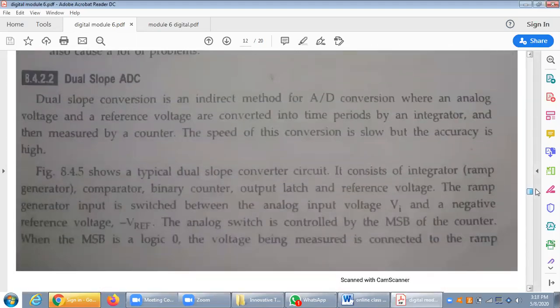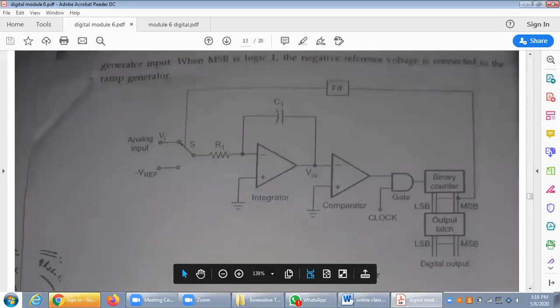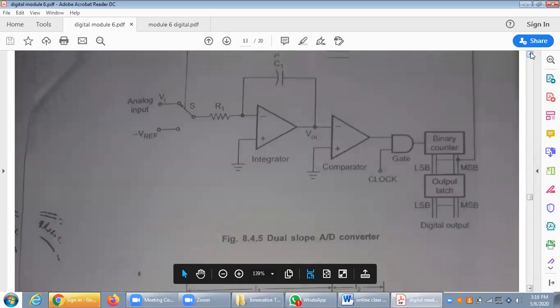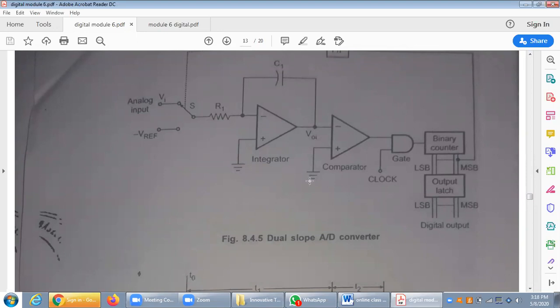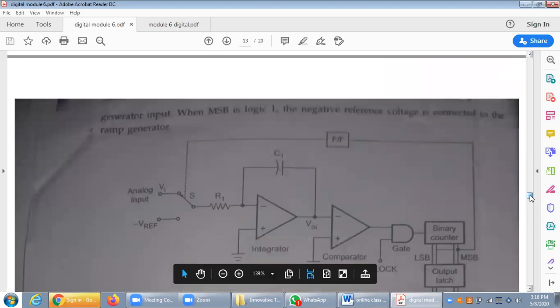For dual slope analog to digital conversion, see, this is the dual slope ADC. ADC means analog to digital conversion. This is the diagram for the dual slope ADC, the dual slope analog to digital converter. It consists of an integrator, a comparator, then a clock, then a counter. These are the parts of the dual slope ADC.